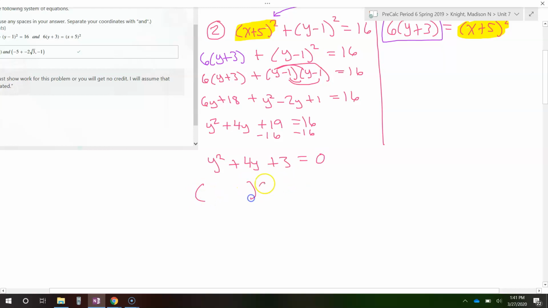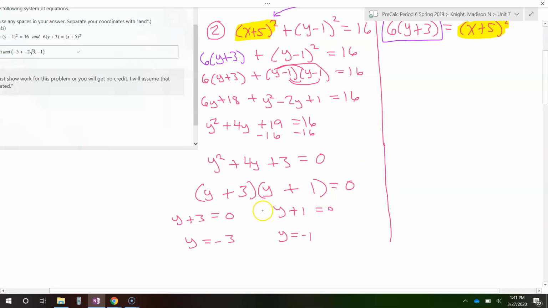This will factor quite easily. y squared is y times y. 3 can only be 3 times 1. Everything is positive, so this is going to be a positive 3 and a positive 1. Using the zero product property, I will set y plus 3 equal to 0 and y plus 1 equal to 0. That means y is equal to negative 3 and y is equal to negative 1.